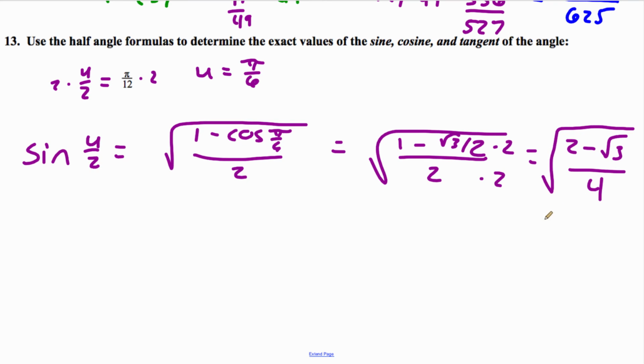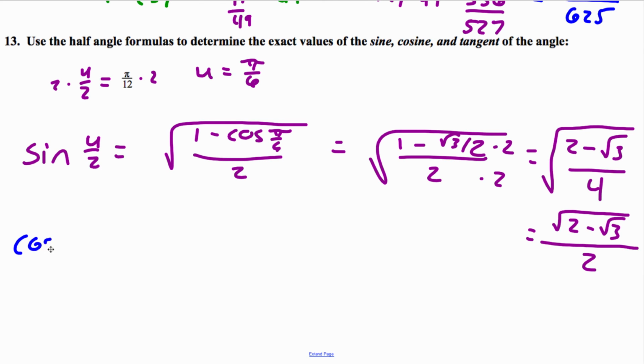Since we're square rooting a fraction, we can do the top and bottom individually. The top, there won't be much simplifying that we can do, so that's just going to be the square root of 2 minus root 3. But on bottom, that 4, when we do the square root of it, can turn into just a plain 2. So now that radical is only on the top portion. It's the square root of 2 minus root 3, and there is no longer a radical on the bottom of our fraction.